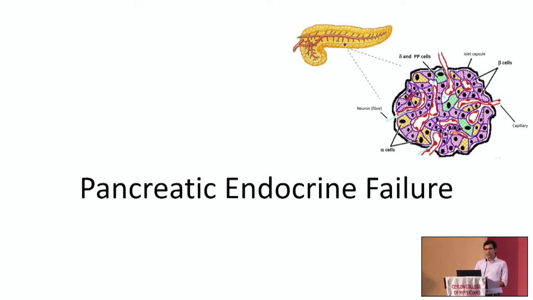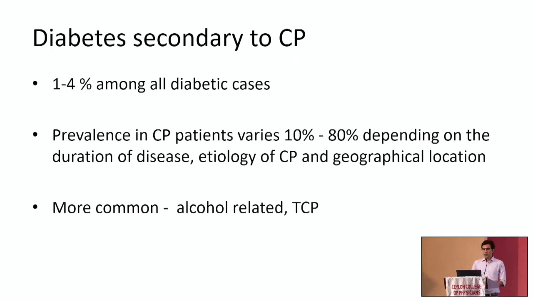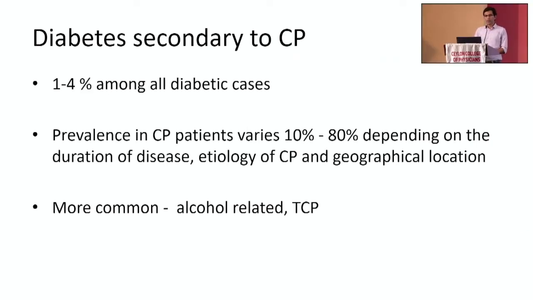Okay, the next topic is the management of pancreatic endocrine failure. Diabetes secondary to chronic pancreatitis is seen in about 1 to 4% of all diabetic individuals, and this is more commonly seen in alcohol-related and tropical calcific pancreatitis.